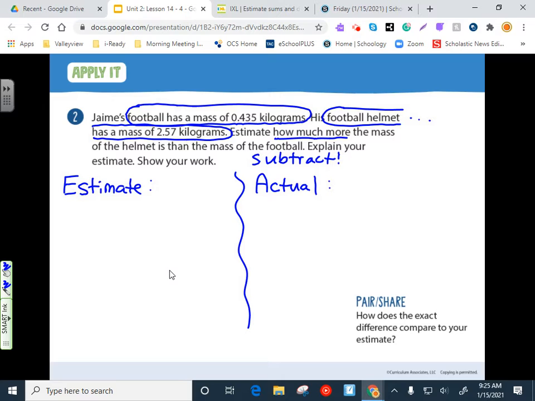instead of rounding to a whole number, I'm going to do this because, again, with estimating, you can do it any way you'd like as long as it makes the numbers easy to work with. So the mass of the football helmet is 2.57. I'm going to go with 2.5. And then the football is 0.435. That's awfully close to just 0.5. So if I have 2.5 minus 0.5, that's going to give me 2.0 kg for kilograms.